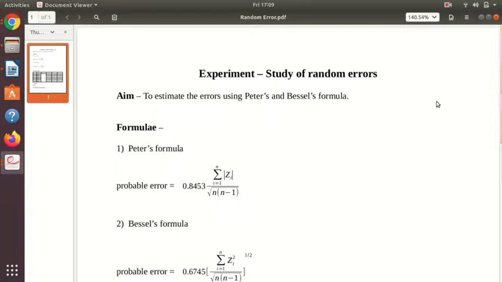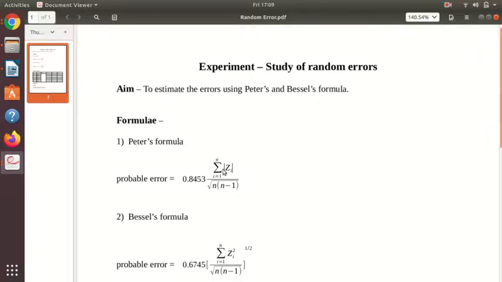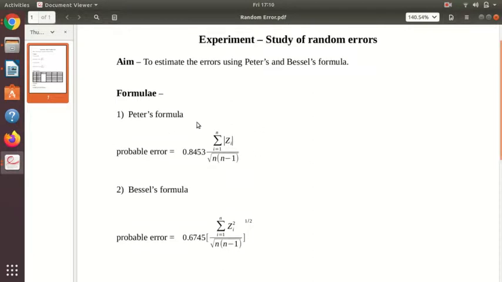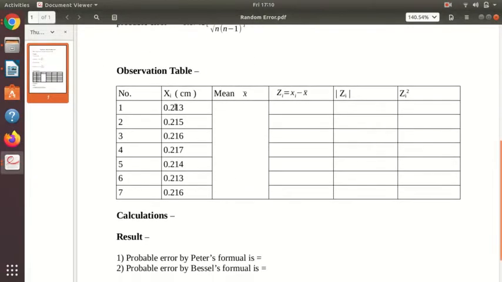Error analysis is very important in case of any experiment. We should know what is the error in the experiment we have done. So this is a very simple practical. You have been given all the formulas here. There are two different formulas: Peter's formula and Bessel's formula, and here is your data.